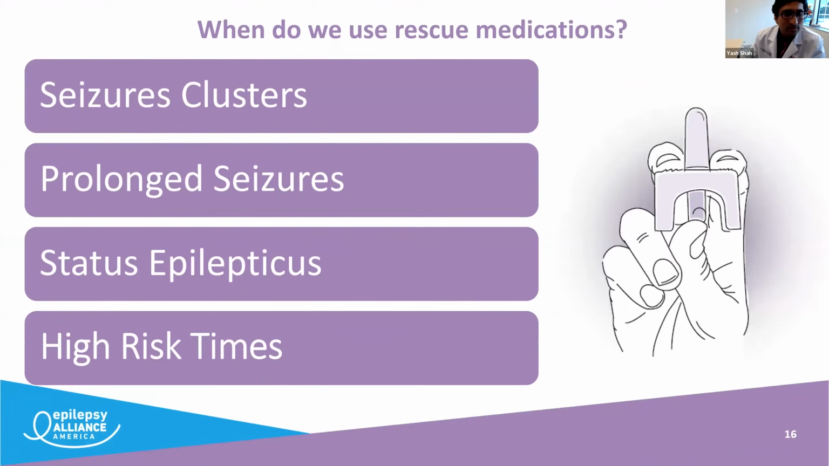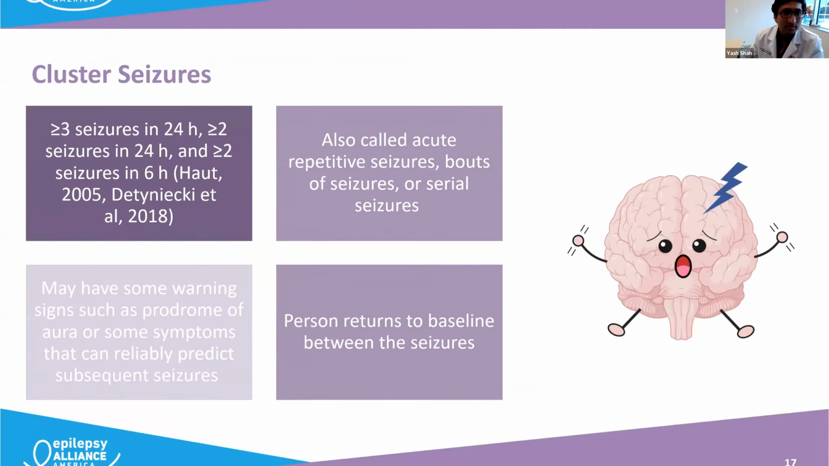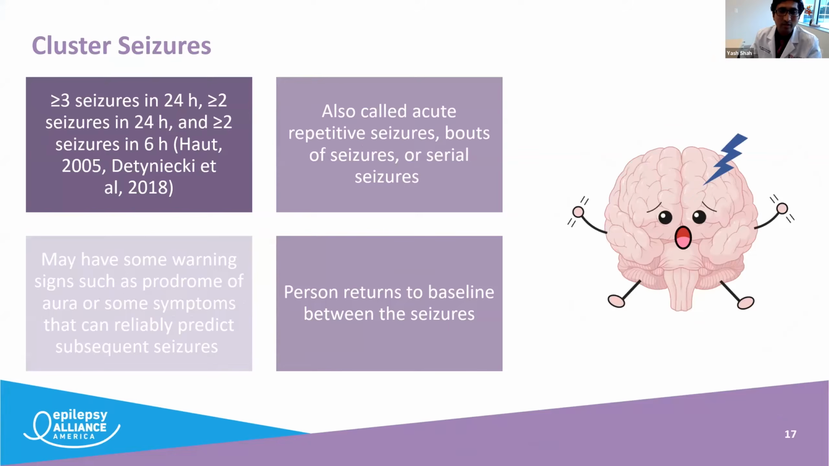So when do we use rescue medication? The first is seizure clusters, then prolonged seizures, status epilepticus, and the last is high risk times. High risk times are basically if we know a definite trigger for your child, for example, fever or infection, then the provider can work with you and give you a customized seizure action plan for when to use your rescue medications.